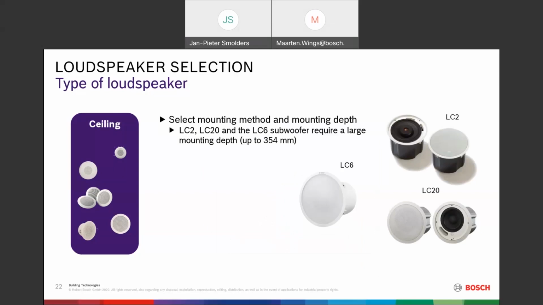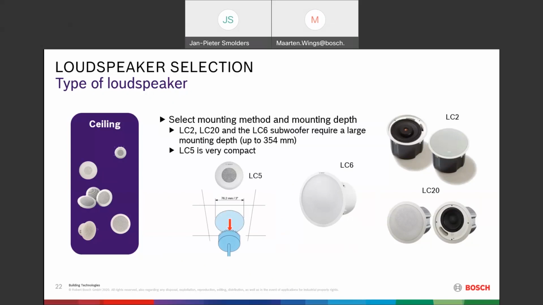For ceiling loudspeakers, the mounting depth might also be of interest. Keep in mind the premium sound loudspeakers that we have, like you see here on this picture, the LC2, LC20, and the sub, the LC6 sub. They are quite large in the back, so you need to keep in mind that they need a lot of space behind in the ceiling. It could be up to 354 millimeters.